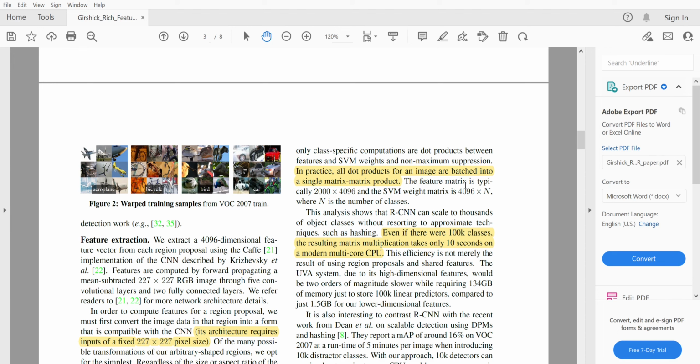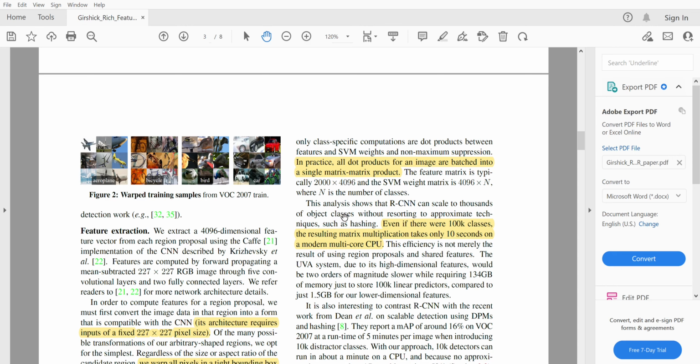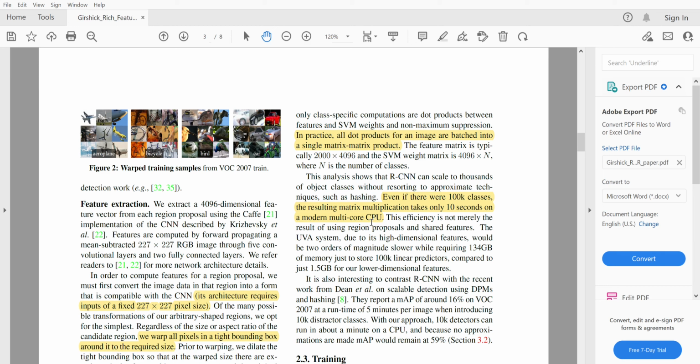The feature matrix is 2000 by 4096, and the SVM weight matrix is 4096 by N, where N is the number of classes. The analysis shows R-CNN can scale to many object classes without using approximate techniques such as hashing. Even if there were 100,000 classes, the resulting matrix multiplication takes only 10 seconds on a modern multi-core CPU. That was very high in terms of calculation efficiency.